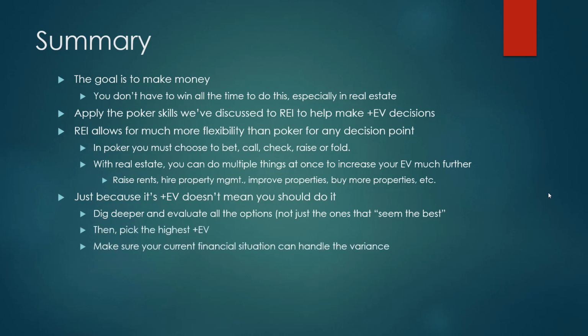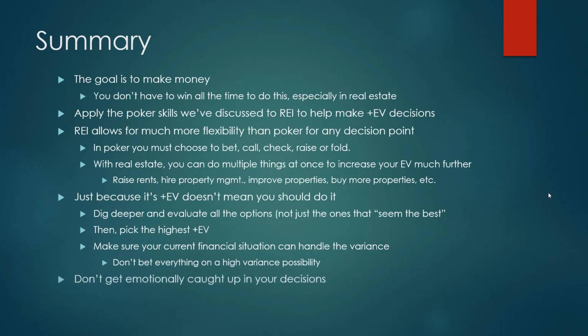Again, make sure your financial situation can handle the variance. If it can't, and you're out of the game, you're going to lose. So you still have to make that decision for yourself. And don't bet everything on some super high variance possibility, right? You're like, oh, I've got $30,000, and I'm going to just shove it all in this one thing, and it says I can make 1,000,000%, or I can just lose my $30,000, right? Sounds great. What are the odds?